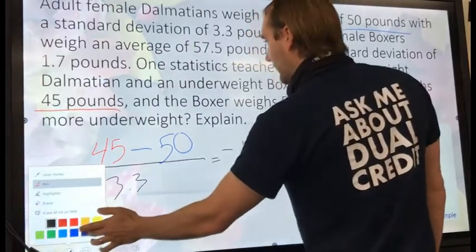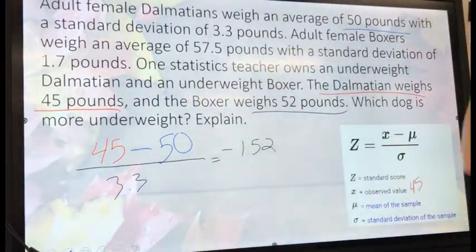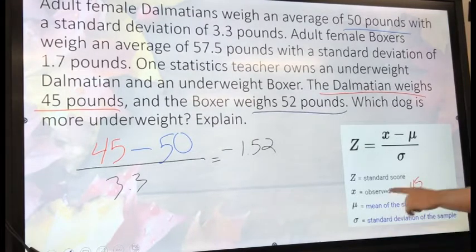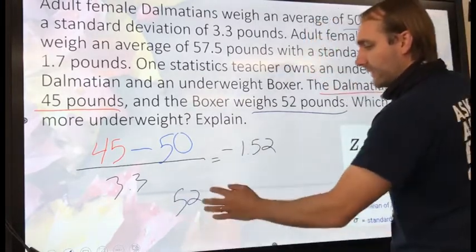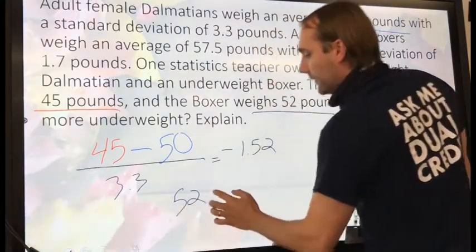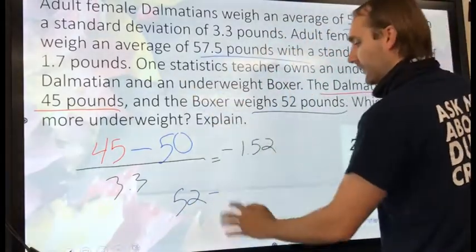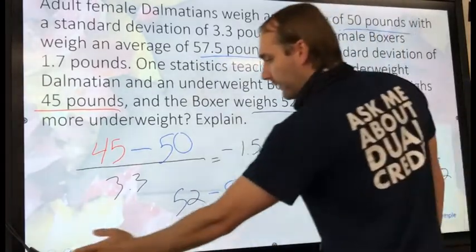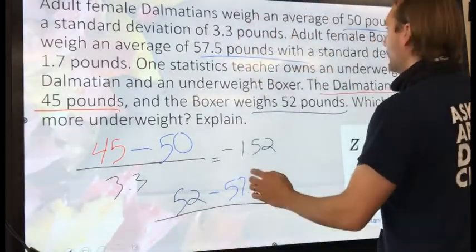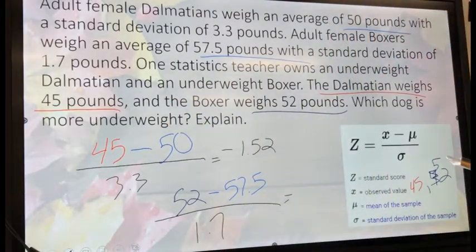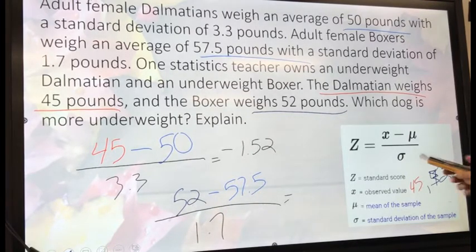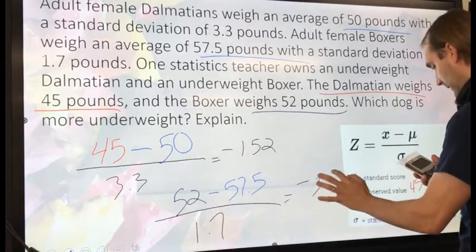Now let's look at the Boxer. The stats teacher's Boxer weighs 52 pounds. Again, that is my observed value, 52. I'm subtracting from that what? 57.5. Very good. The mean of the Boxers, 57.5, and dividing it by what value? 1.7. Yes, the standard deviation is 1.7. And so 52 minus 57.5, divided by 1.7, is negative 3.2.